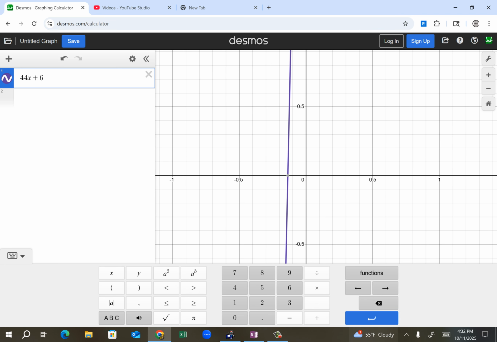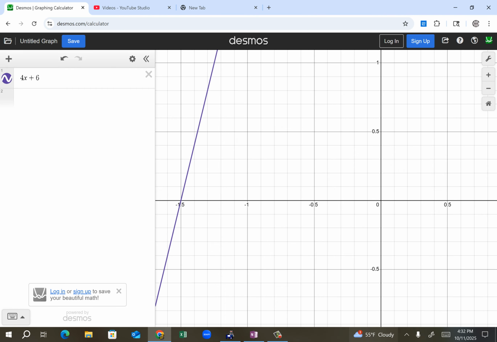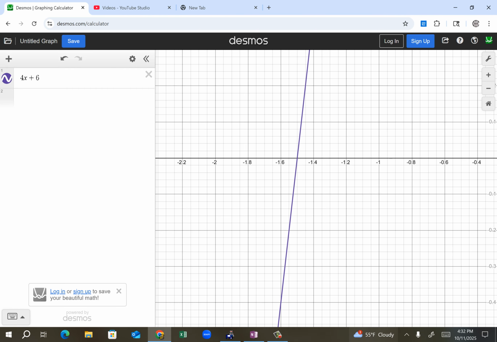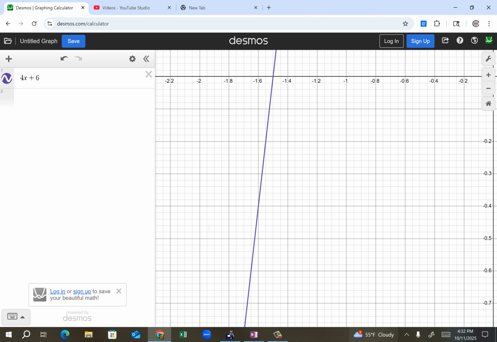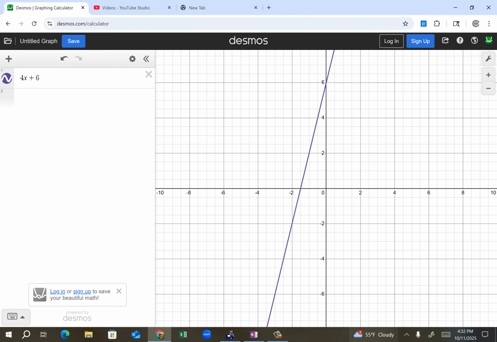Oops, that's 44, Jay. That's hot right there. And look where our negative 2 is. Home. There it is. So we're right there. That's where we know we're supposed to be, at negative 2.